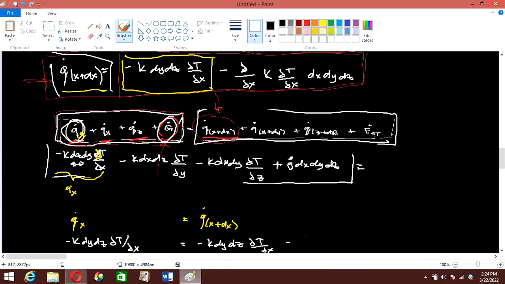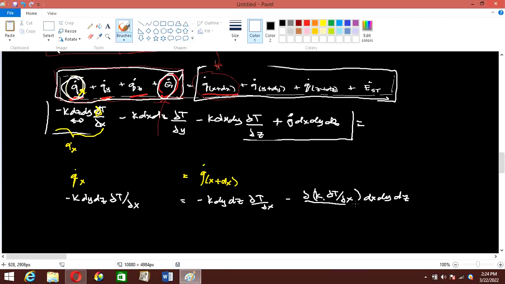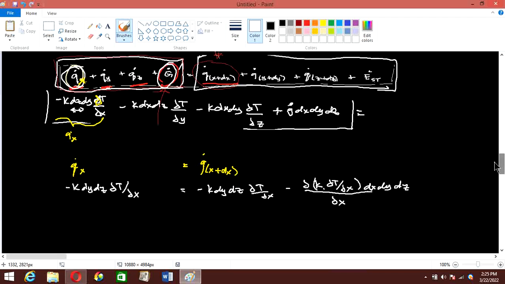minus partial derivative of the function. You have k dT dx dy dz with respect to x. Okay. So considering only these two, we can notice that we have some similar terms right here.